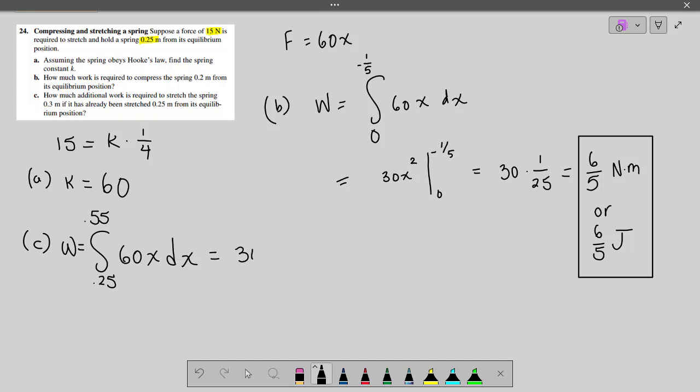So we'll get the same antiderivative, 30x squared. And the best approach, they didn't say to approximate here. If it doesn't say to approximate, it's always best to use fractions so that you're not dealing with decimals. And this would be 55 over 100, so 11 over 20.